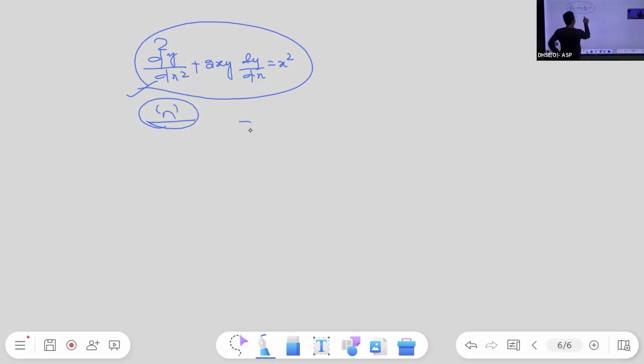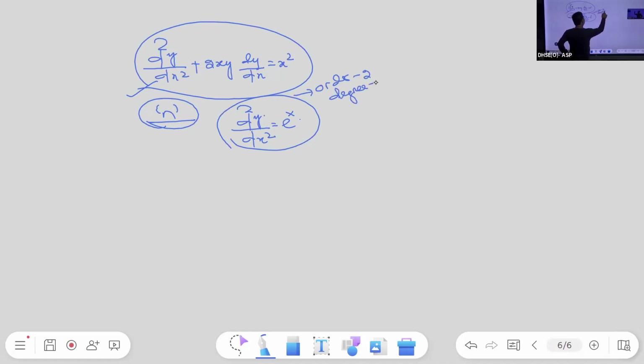Take the example d square y upon dx square is equal to e raised to the power x, right? From this equation, it is clear that the order of the differential equation is 2, and the degree is equal to 1. Let us solve this differential equation.